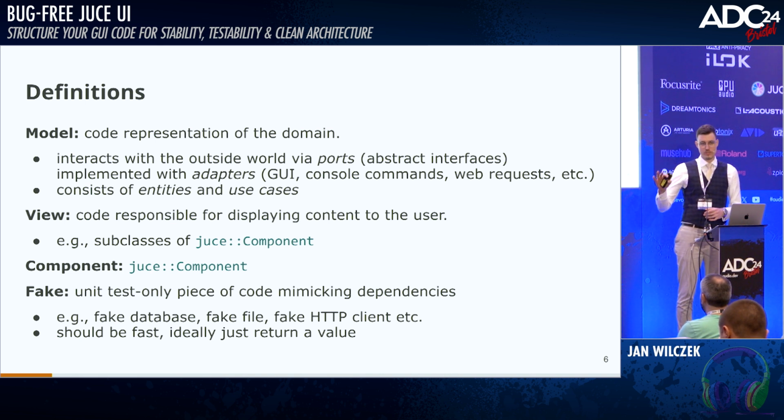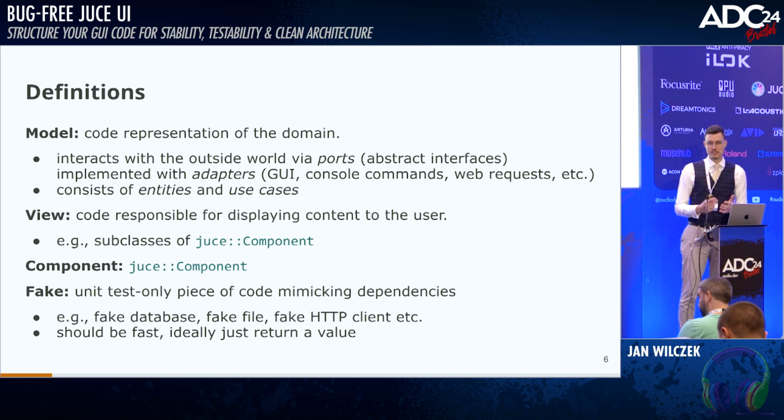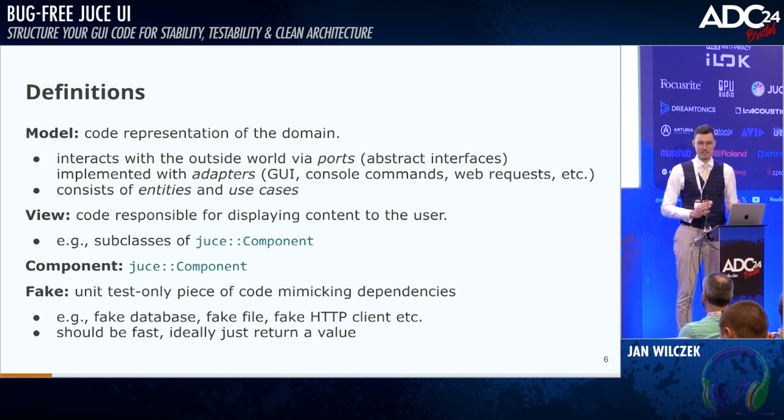So we have our model, which is very high level, very abstract. But on the other end of the spectrum, we have a view, something very concrete. And this is the code responsible for showing the content of our application to the user. And in the JUCE framework, it's very easy to specify what is a view, because these are simply all the subclasses of the JUCE component. So in this talk, when I mention the word component, I specifically refer to subclasses of JUCE component, because component in software engineering has many different meanings. So let's just stick to this one.